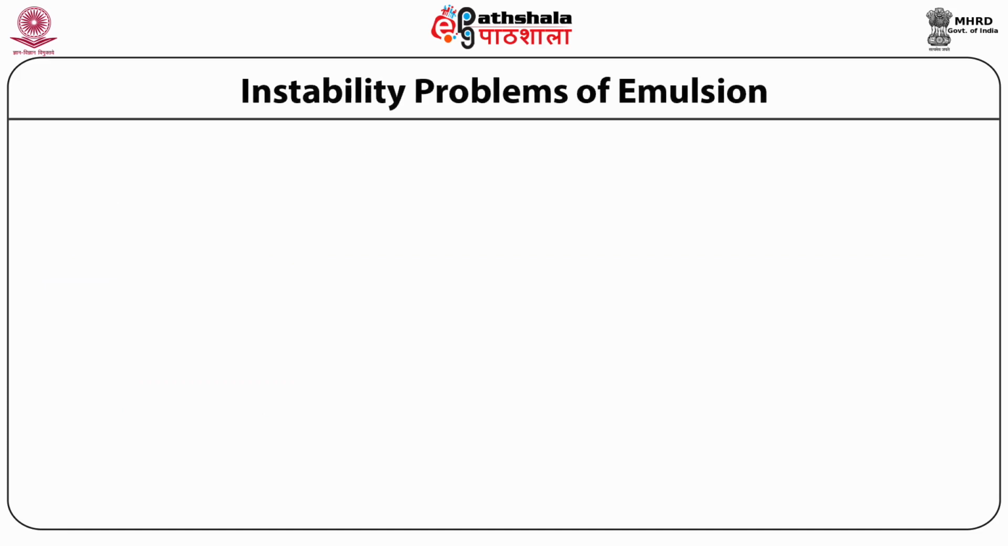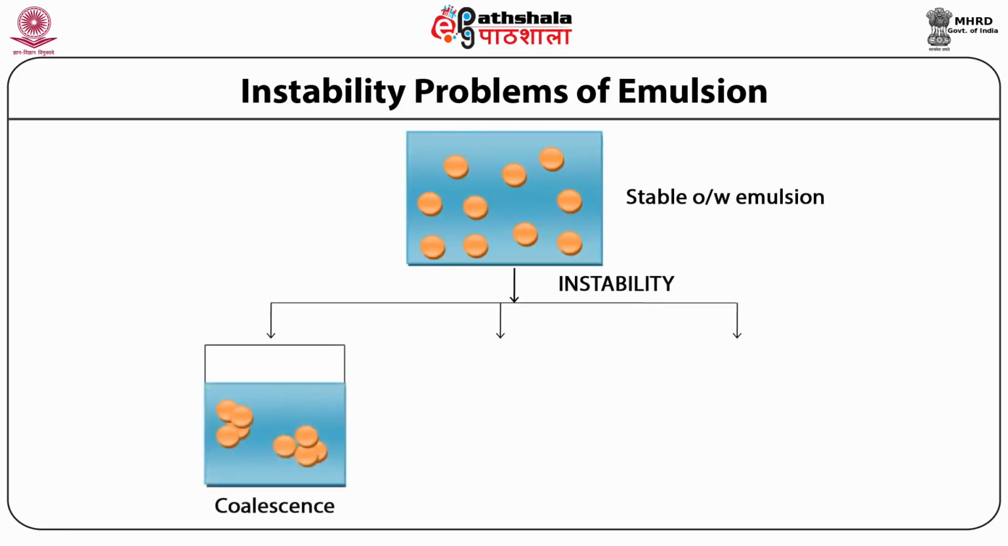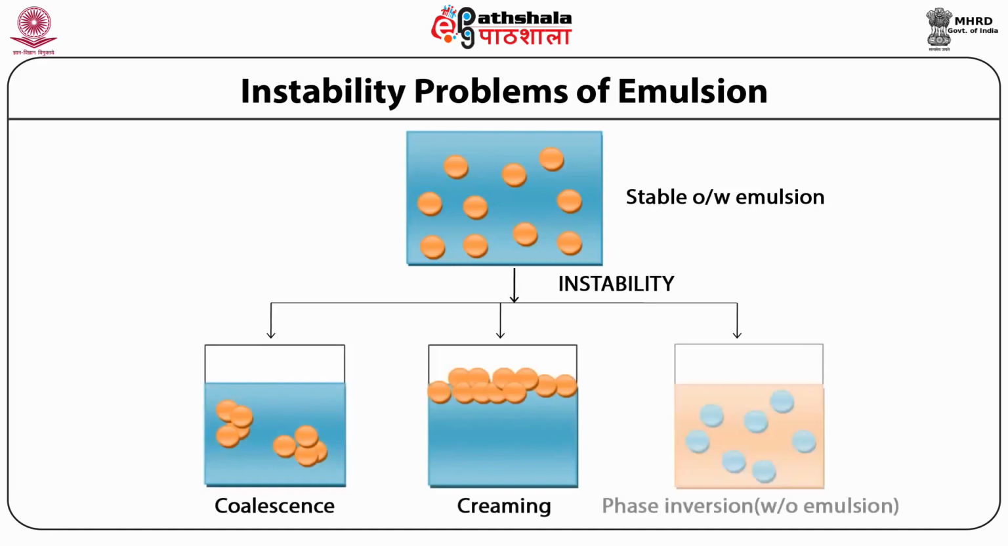This slide depicts pictorially the different instability problems occurring in the emulsion. We can clearly see how a stable oil and water emulsion looks. However, in case of any instability, which can be either coalescence, creaming, or phase inversion, the stable oil and water emulsion clearly becomes unstable and unfit for use.